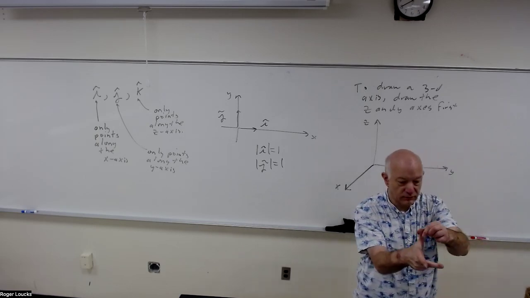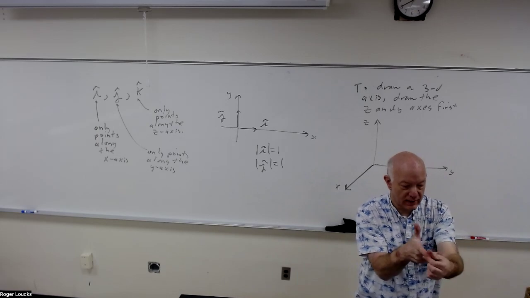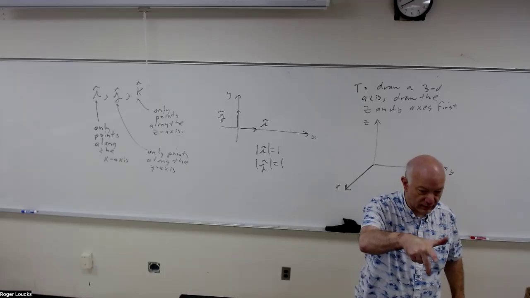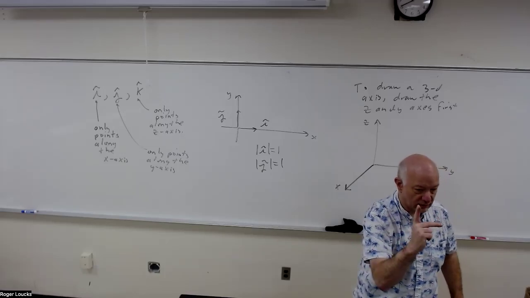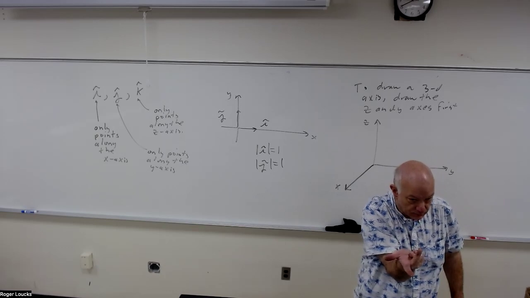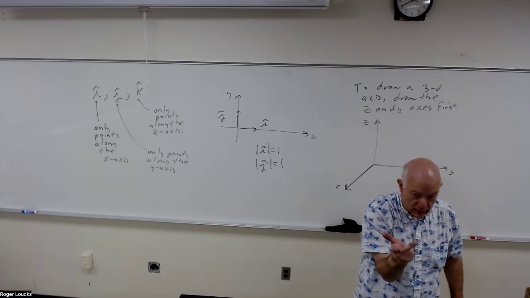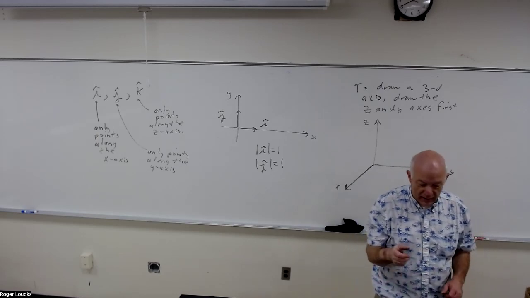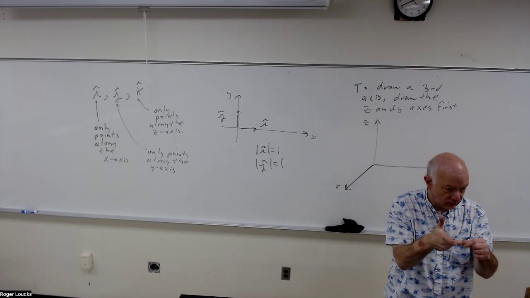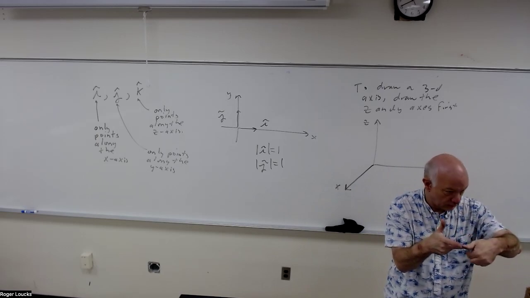Okay, so if this is my z-axis, this is my x-axis, and this is my y-axis. I can do this axis, I can do this axis, I can do that axis. Any of those axes are fine. Do not do the following. Do not have Y, X, and Z. In other words, don't flip these two.